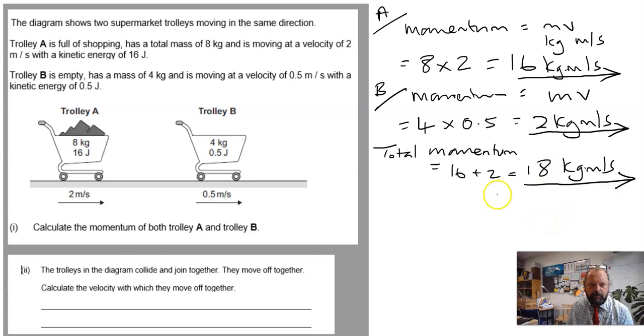Now that number is important in the second part of the calculation here, because the trolleys collide and join together and move off together. So effectively A has bumped into B. They've become like one trolley with a combined mass, and we're being asked to calculate the velocity that they move off together at. We know that momentum is conserved.